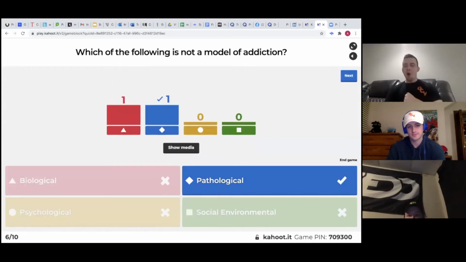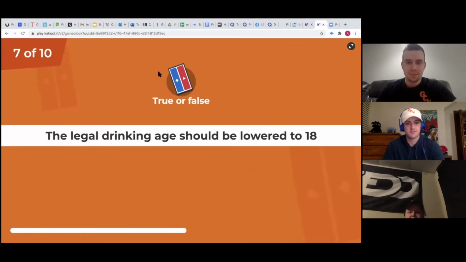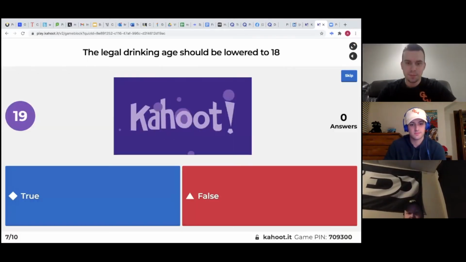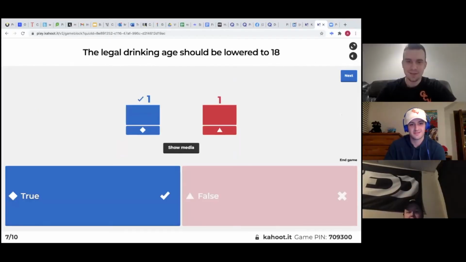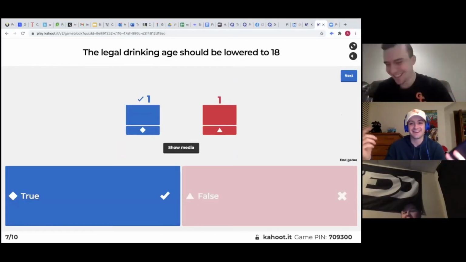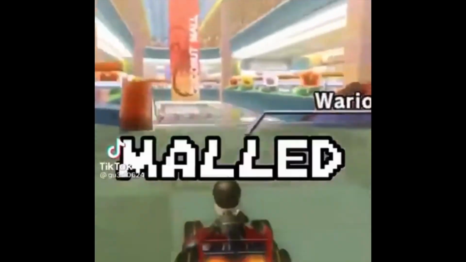Let's go. Number 7, true or false? The legal drinking age should be lowered to 18. It's just an opinion. Yep. It's my opinion, though. Oh, fuck me. I thought that was like, I just got coconut mauled.